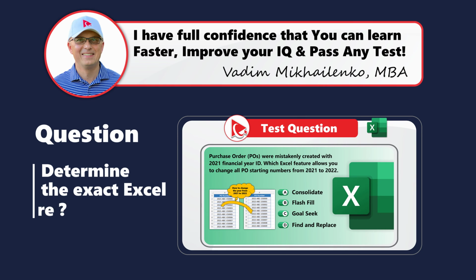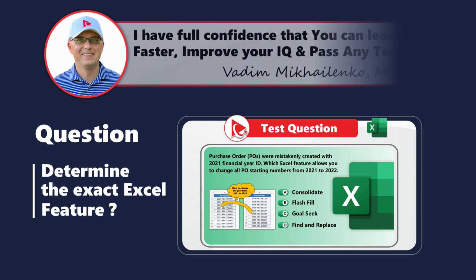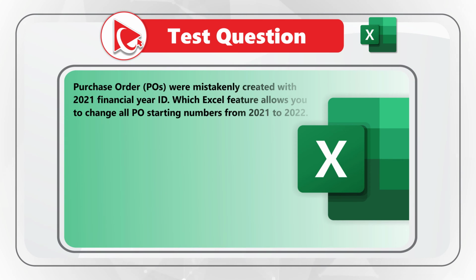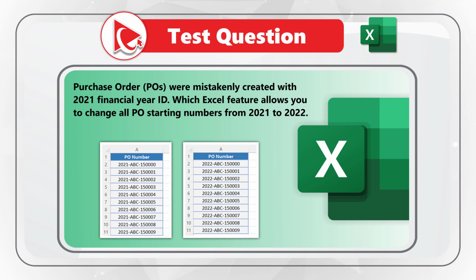Here's an amazing question to test your knowledge of Microsoft Excel features. Purchase orders, POs, were mistakenly created with 2021 financial year ID. Which Excel feature allows you to change all purchase order starting numbers from 2021 to 2022?